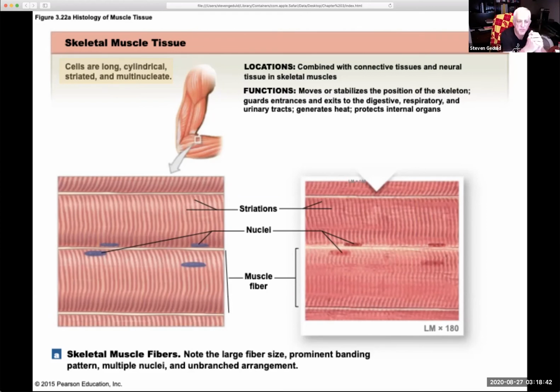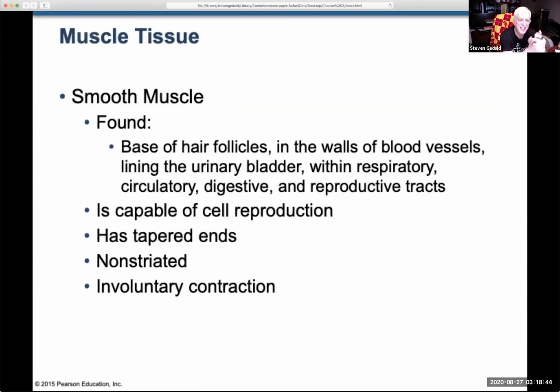Smooth muscles. Smooth muscle is capable of cell reproduction. You can make more smooth muscles. They're at the base of your hair follicles. They're in the walls of your blood vessels, and line the urinary bladder, respiratory, circulatory, and digestive systems, and reproductive tracts. They are capable of cell reproduction. Skeletal muscles are not. Your muscles that move your body. They have tapered ends. They're non-striated. So if you do not see striations, you have smooth muscles. They're for involuntary contraction. You cannot control them by thinking about it.